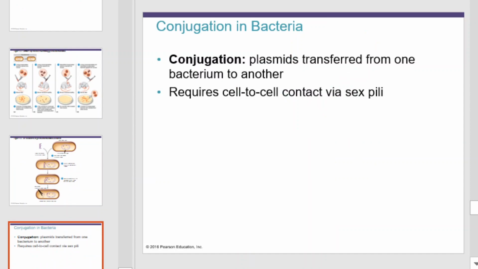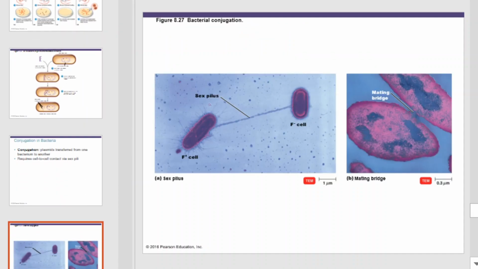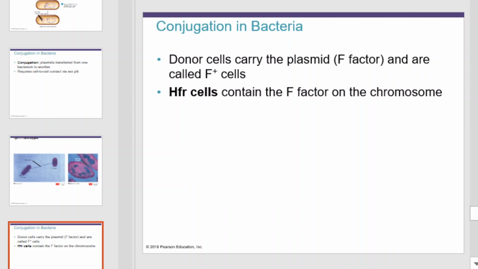Conjugation. Conjugation is a form of sexual reproduction in bacteria. Plasmids are transferred from one bacterium to another. It requires cell-to-cell contact via a sex pilus. This is an illustration of bacterial conjugation. In bacterial conjugation, there are no male or female cells. Donor cells carry the plasmid F factor and are called F+ cells. Hfr cells contain the F factor on the chromosome.